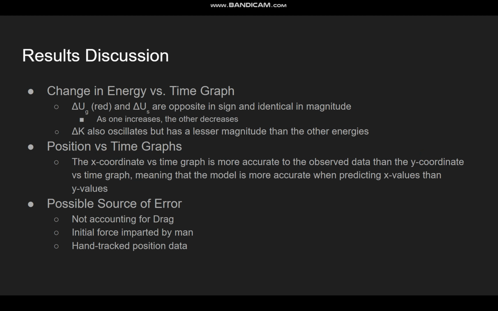For our position versus time graph, the x-coordinate versus time graph is more accurate to the observed data than the y-coordinate versus time graph, meaning that the model is more accurate when predicting x values than y values. And possible sources of error that could lead us to get these results are not accounting for drag, initial force imparted by hand upon release, and hand-tracked position data. Conclusions.